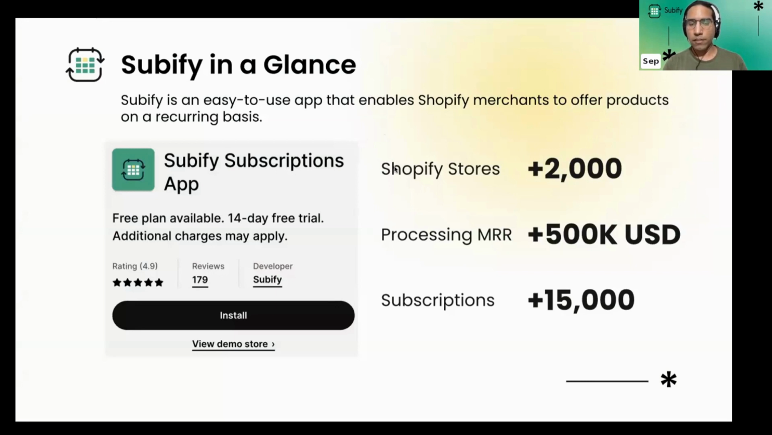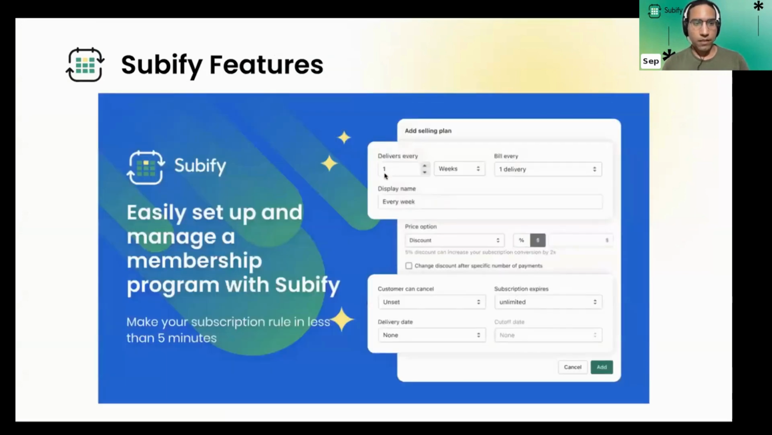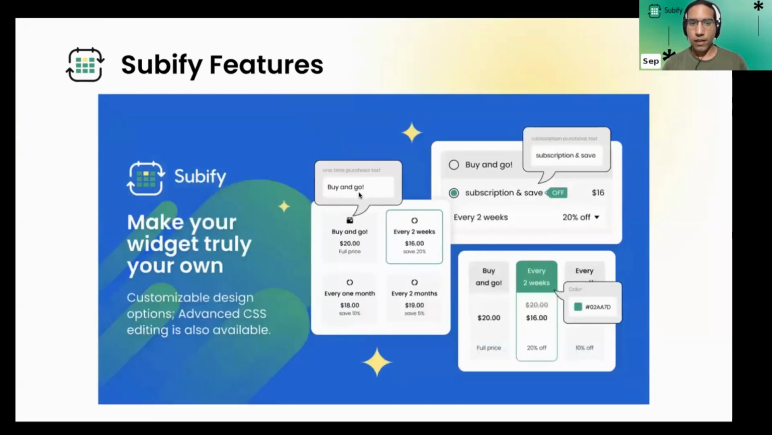Let me tell you about some of the features. One of the things that many merchants adore is how easy it is to set up and manage. Whether you're creating a subscription box or a membership program, you can get up and running in just 5 minutes. You can customize everything as you go, whether it's a homepage, a widget, or a portal that you send your customers to. You can change the color, change the fonts. If you know a little coding, there's an advanced CSS you can use. You can change everything.